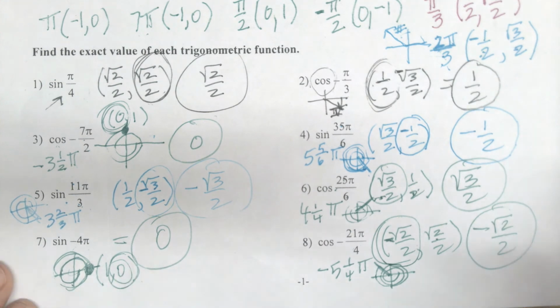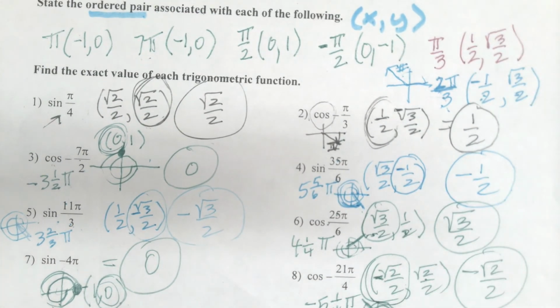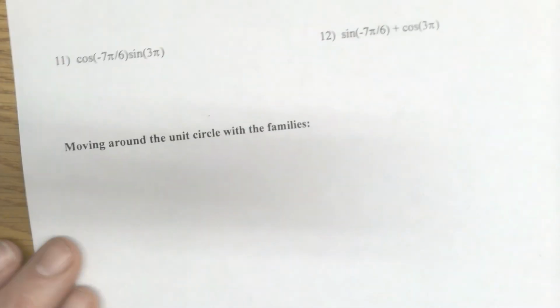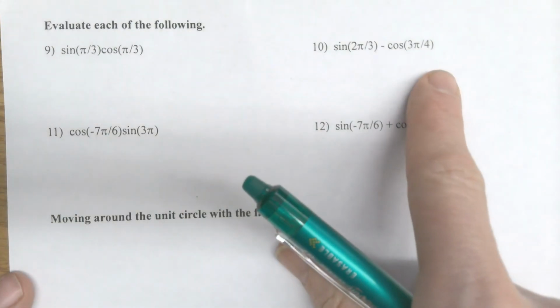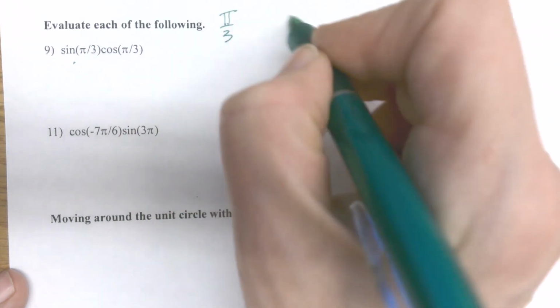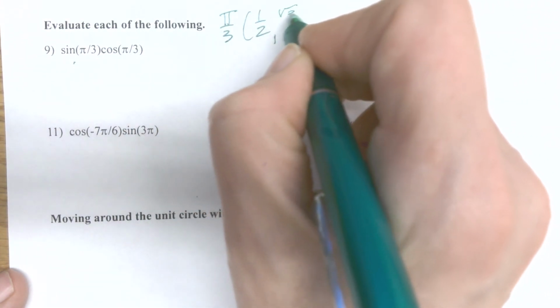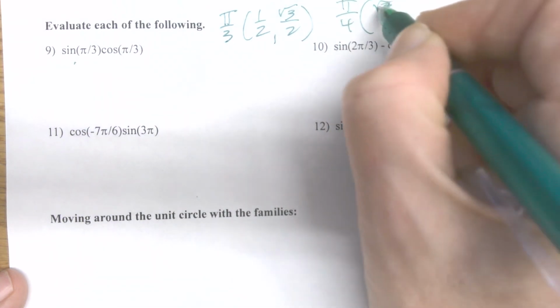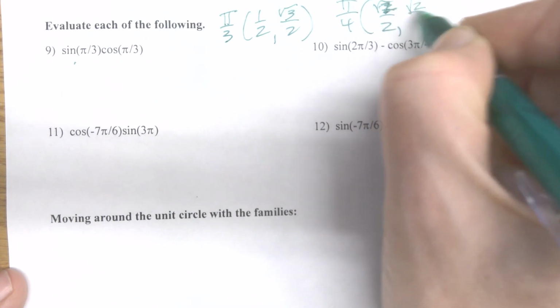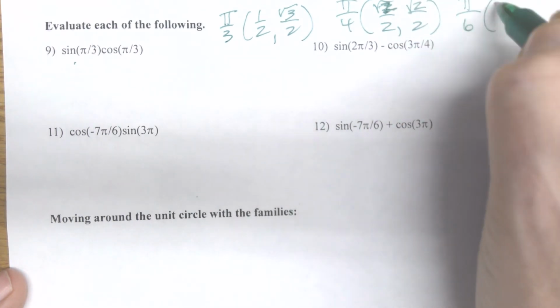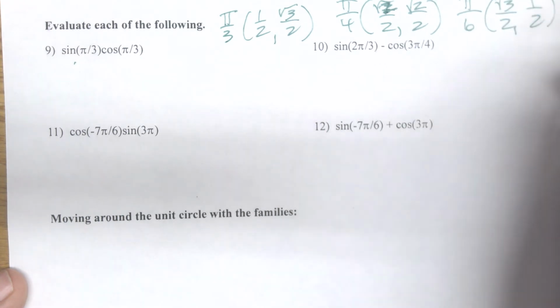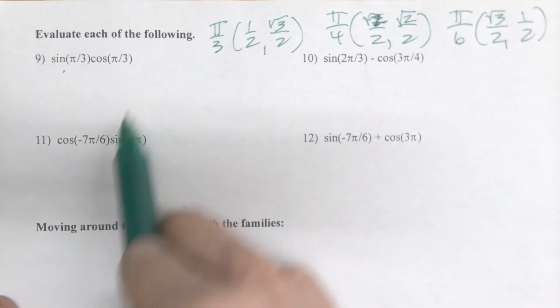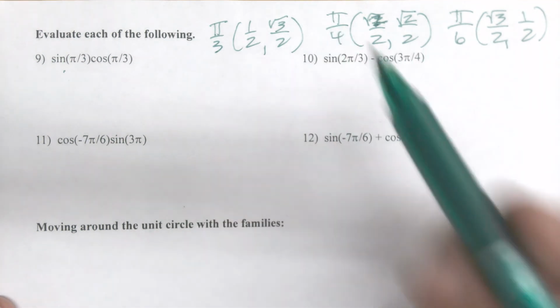On the next page, we're going to be dealing with that same stuff. We're just going to take it one step further. Now I'm going to evaluate. So the sine of pi over 3, again, I'm going to be looking at my families: pi over 3, 1/2, square root of 3 over 2; pi over 4, square root of 2 over 2, square root of 2 over 2; and then pi over 6, which is the square root of 3 over 2, comma 1/2. I'm going to be dealing with those families again and working around, doing exactly what we did on that other side.